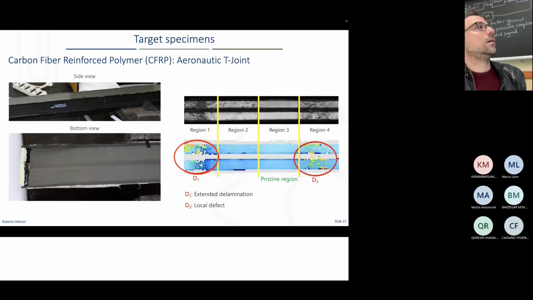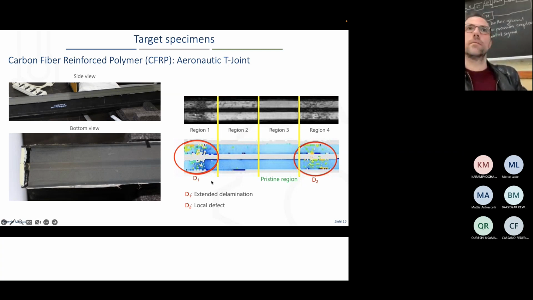Then another specimen, for example, was this T-joint. The T-joint made again of carbon fiber reinforced polymer was scanned with ultrasonic C-scans. So here, this is the view on the bottom of the whole specimen. So you can make a comparison between this picture taken from the bottom of this T-joint, and this image that is the result of the C-scan.